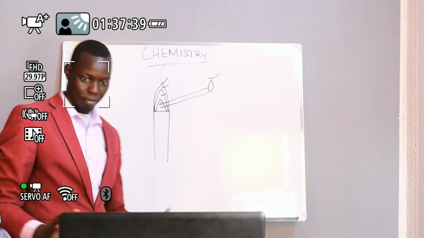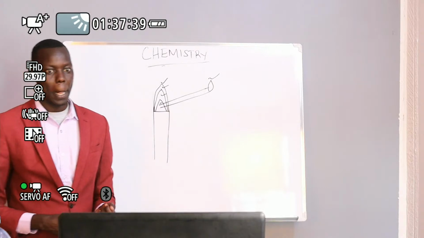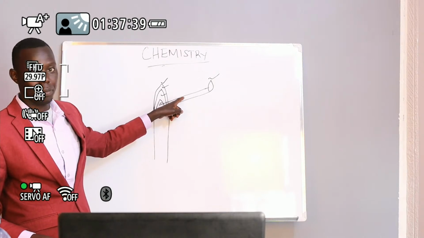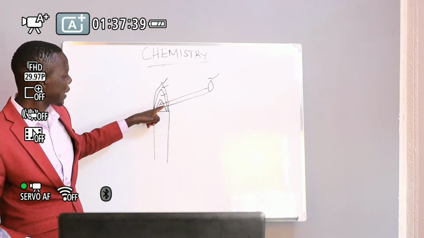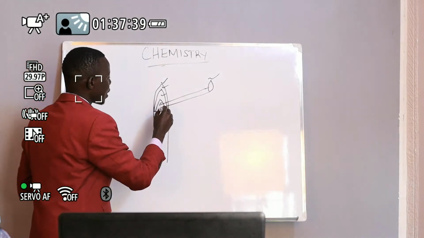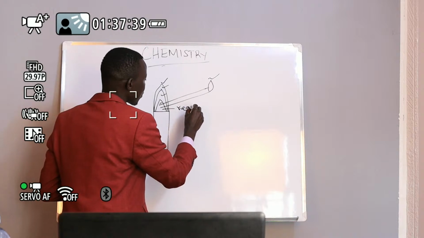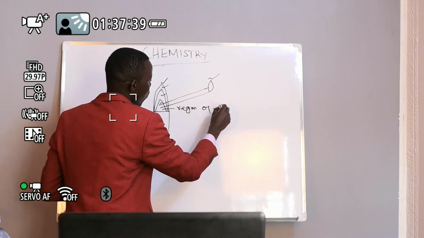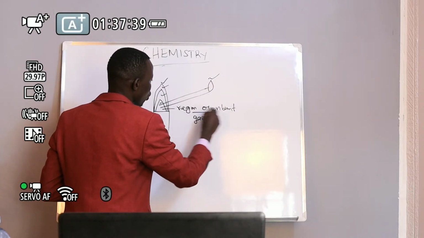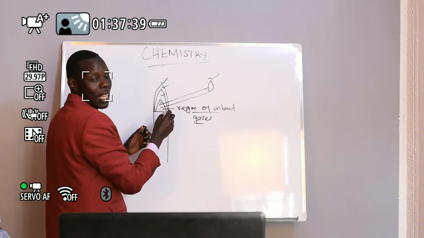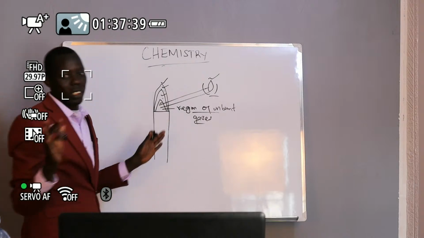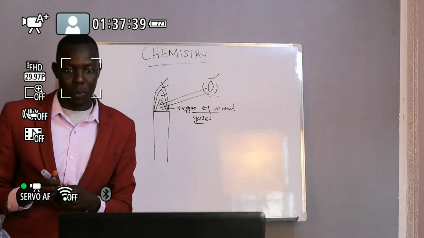Let me explain. This tube has been inserted into the region of unburned gases. So the unburned gases are now burning here. But if you take this tube and place it here, you will not get it. That's the explanation.